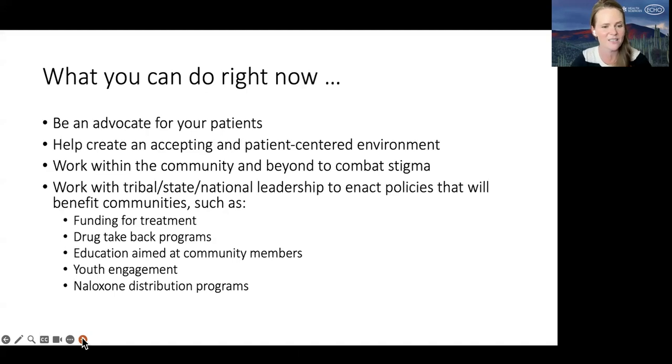So some of those could be, for example, funding for treatment, drug take-back programs, education specifically designed for community members, and then, very importantly, and it's a tough one, youth engagement, because that's really how we're going to change that paradigm moving forward.